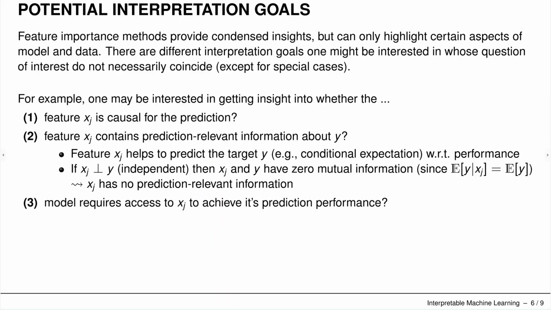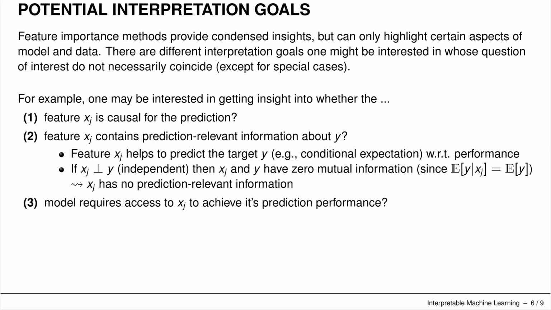So the second goal is, does the feature xj contain prediction relevant information about y? So now this is y. So the ground truth or true target and not the prediction. It's different to the first goal.